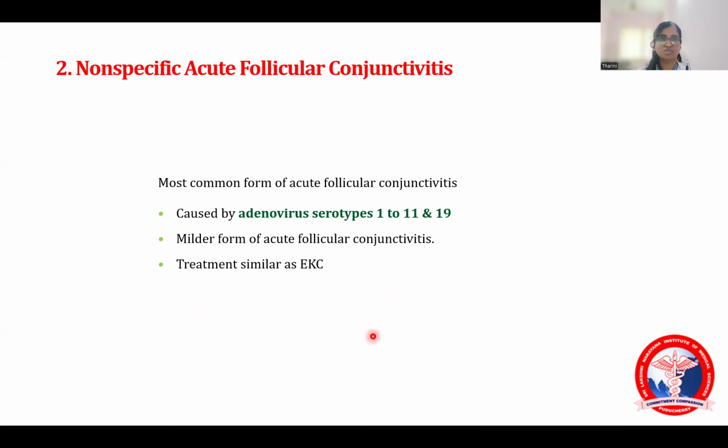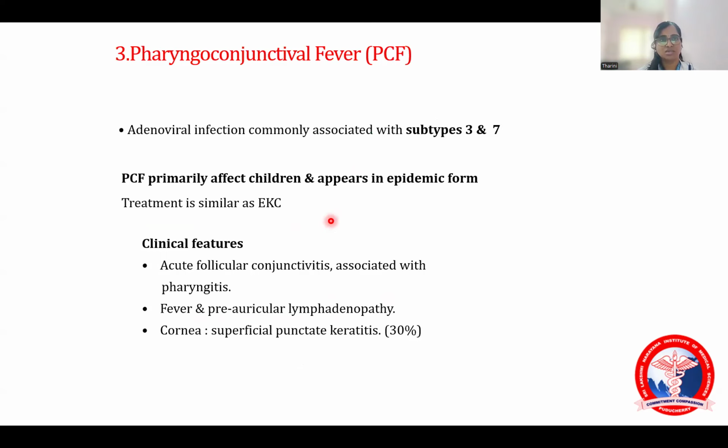Then the next type is non-specific acute follicular conjunctivitis. It is the most common form of acute follicular conjunctivitis. It is caused by adenovirus serotypes 1 to 11 and 19. It is a milder form of follicular conjunctivitis. Treatment is similar to epidemic keratoconjunctivitis.